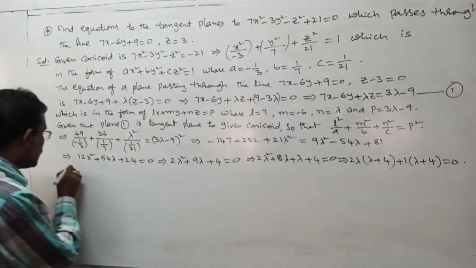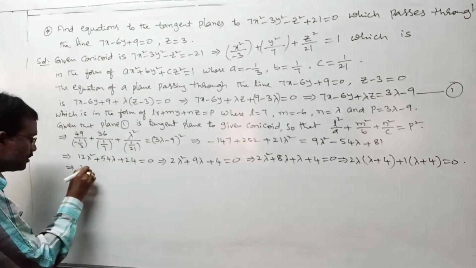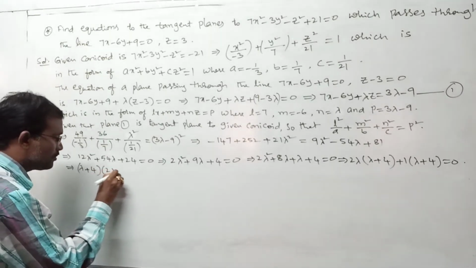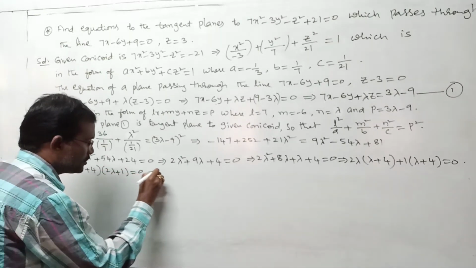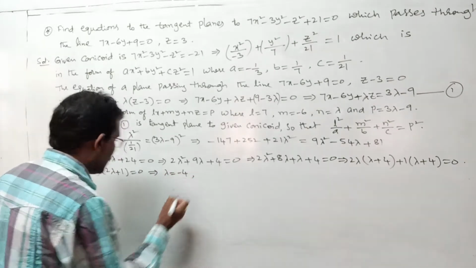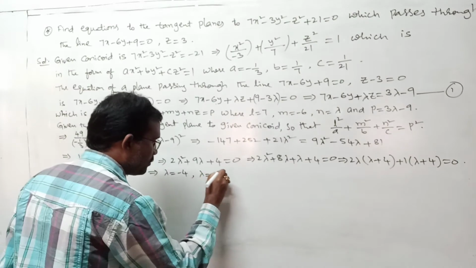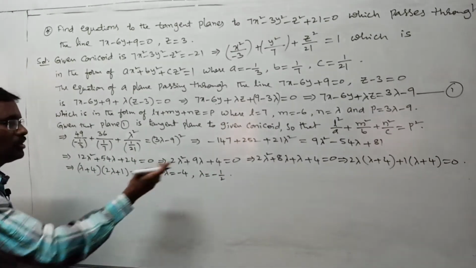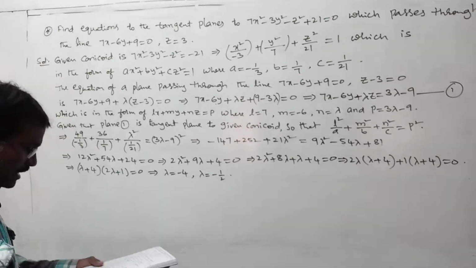Overall, take lambda plus 4 common. Lambda plus 4 into 2 lambda plus 1 is equal to 0. From this you can define the lambda values. One lambda value is minus 4 and the other lambda value is what? Minus 1 by 2, because 2 lambda plus 1 equal to 0, 2 lambda equal to minus 1, lambda equal to minus 1 by 2.